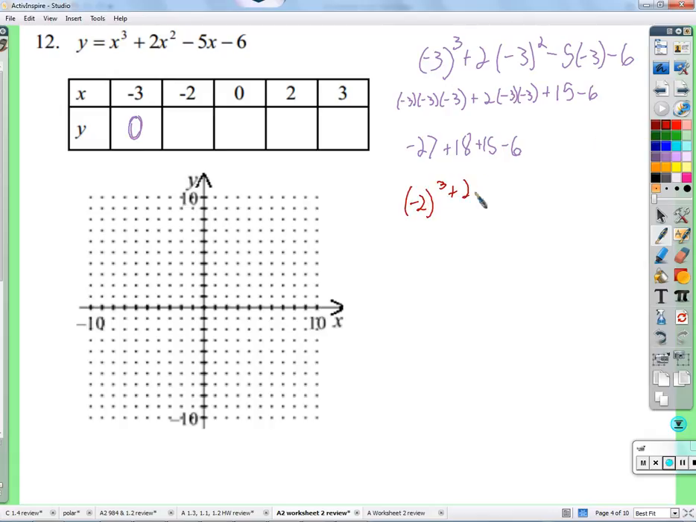Negative 2 to the third plus 2 times negative 2 squared minus 5 times negative 2 minus 6. Okay, we know this is going to be negative 2 times negative 2 times negative 2. That'll come out negative, right? So we have negative whatever 2 times 2 times 2 is. Negative 8. Here's positive 4 times 2, also 8. So I'm just going to show that those cancel out. 10 minus 6, so 4. Right, 0 will give us negative 6. What's 2 give us?